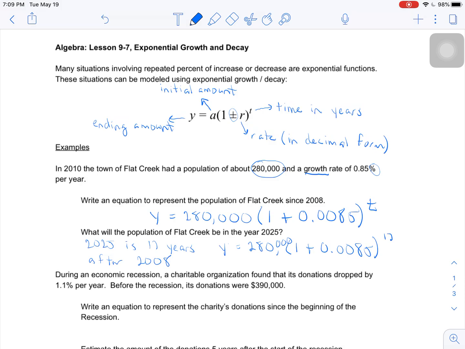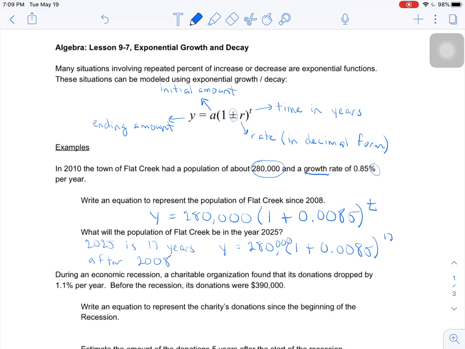This is where your calculator becomes your friend, because you do not want to do that by hand. Your calculator does have an exponent button. So we should follow order of operations. We should do the 1 plus 0.0085 first, which gives us 1.0085. Order of operations says we do exponents next, so we would do that to the power of 17. This is where you can use your exponent button to help you figure out what that is.